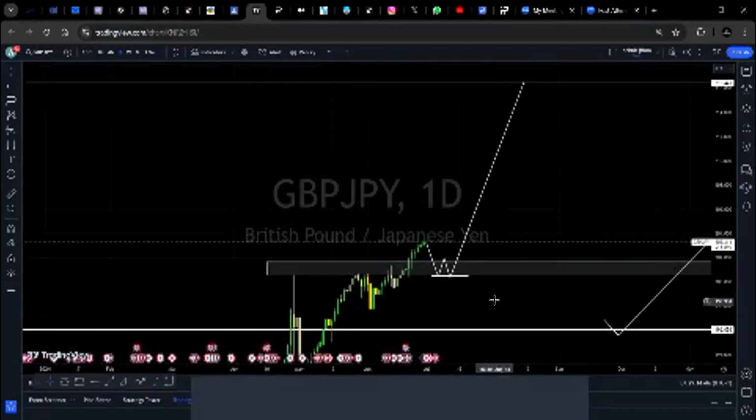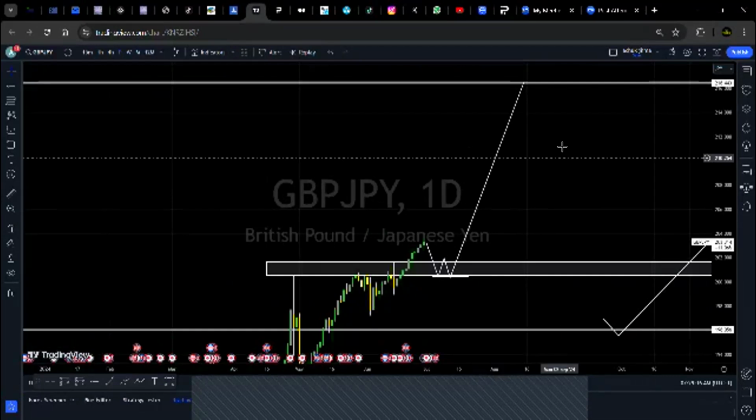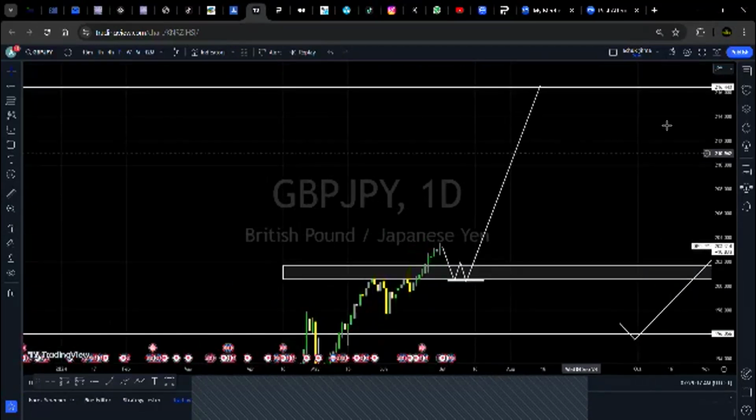So that's what we have on GBP JPY, because price is looking bullish. All right, so that is it.